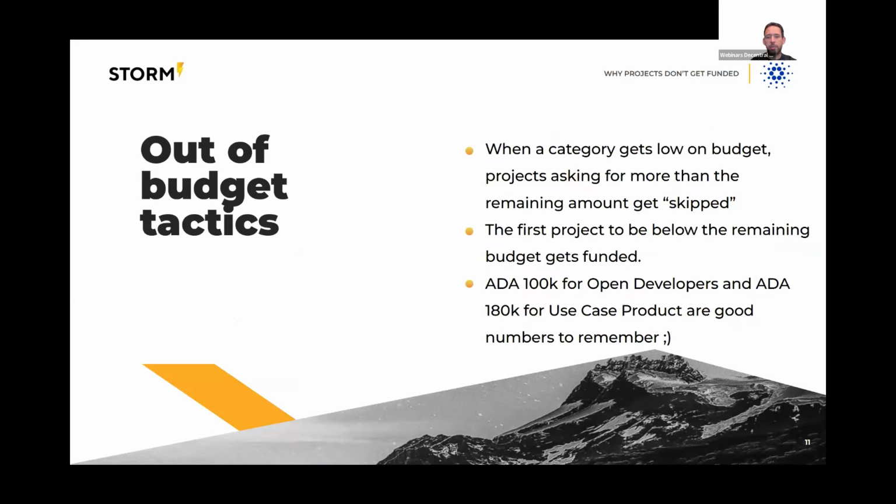Which is just what I talked about here. I'll leave the slide up for a second so that people can see it, but essentially that is exactly what we talked about. For open developers, the quantity that you should target if you want to have that leftover amount is 100,000 ADA. And for the use case product, 180,000 ADA is a good number to target.